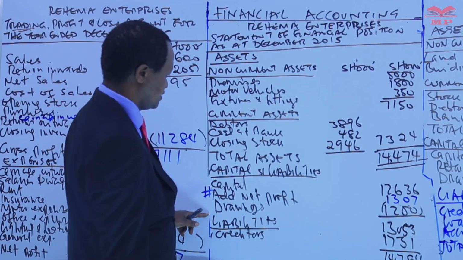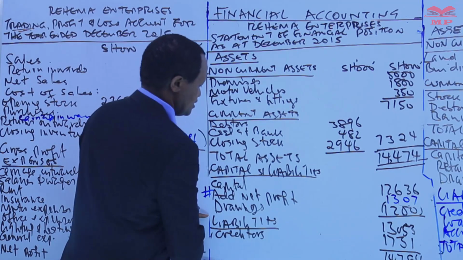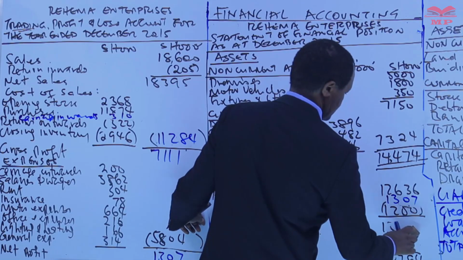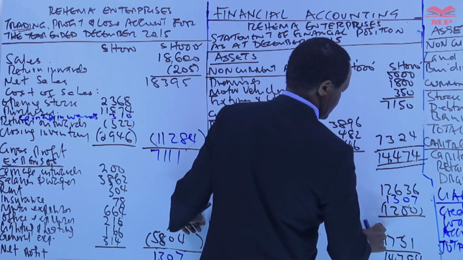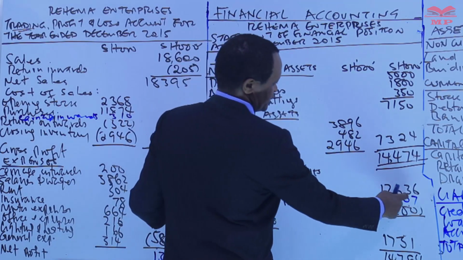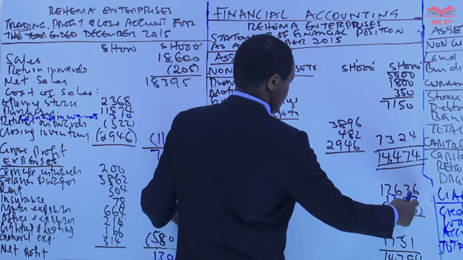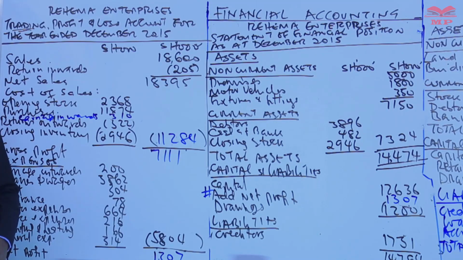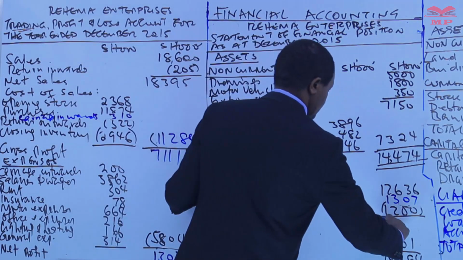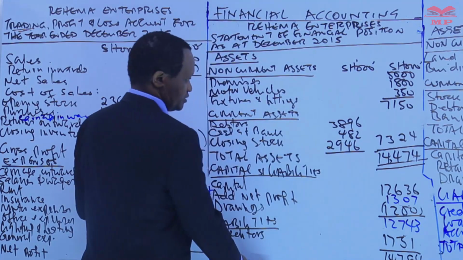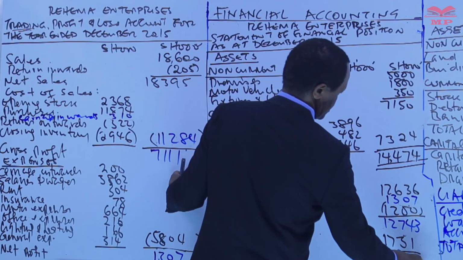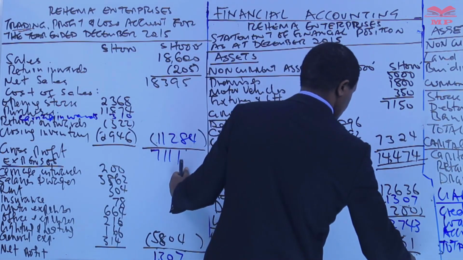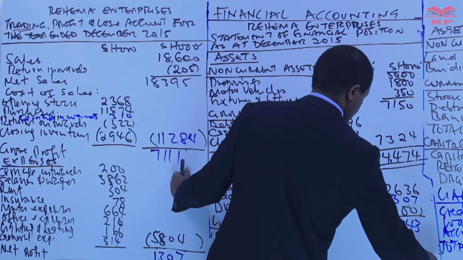1307, which affects the net capital. Give me the right net capital here. $12,636 plus 1307 minus 1200 is 12,743. Then is this total 14,474?